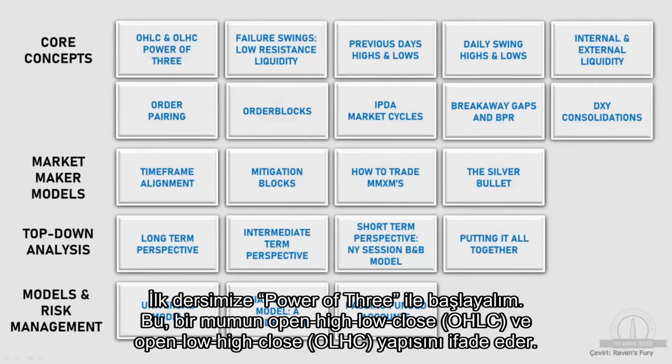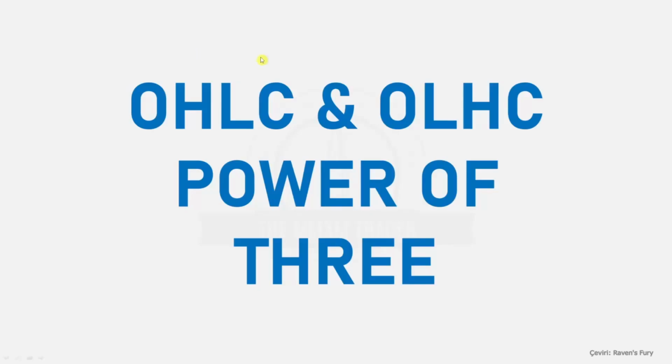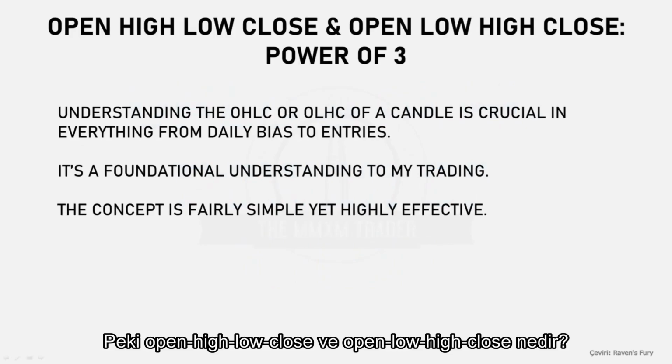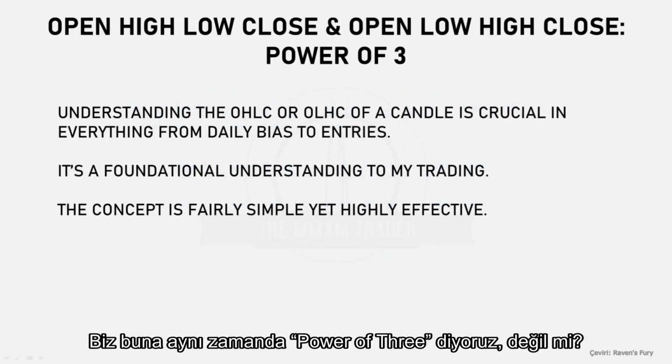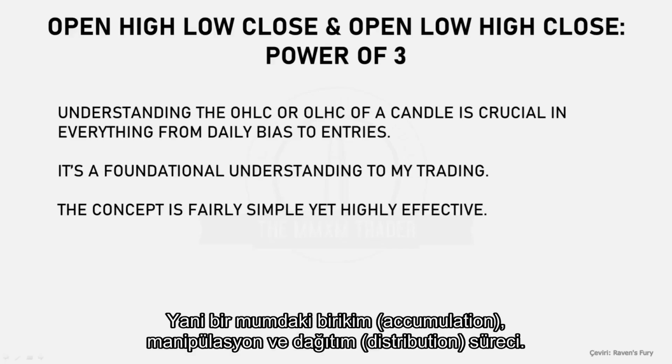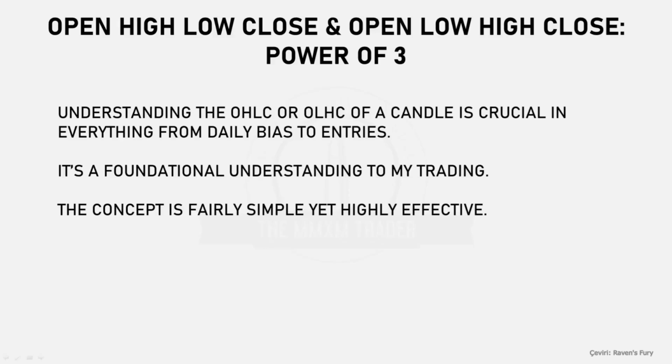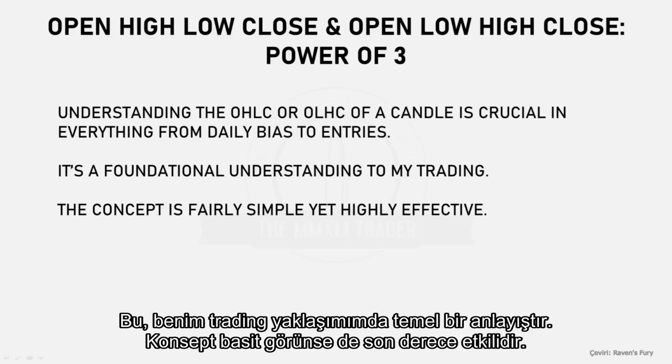So let's start off our first lesson about the power of 3, which is the open, high, low, close and the open, low, high, close of a candle. Now what is open, high, low, close and open, low, high, close? We also call this the power of 3, right? So accumulation, manipulation, distribution of a certain type of candle. Understanding the open, high, low, close or the open, low, high, close of a candle is crucial in everything from daily bias to entries. It's a foundational understanding to my trading, and the concept is fairly simple yet highly effective.